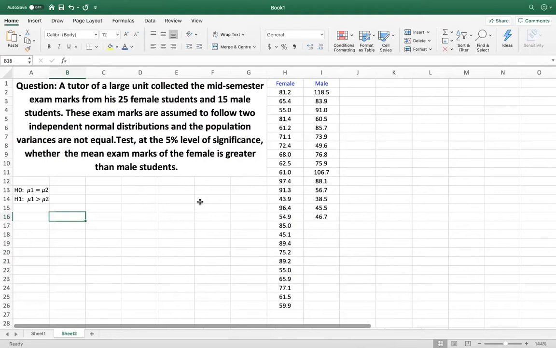As we can see from the question, the null hypothesis here is that the female students' exam marks are equal to the male students'. Let's say mu1 is the exam marks for the female students, and mu2 is the exam marks for the male students, so mu1 is equal to mu2. And the alternative hypothesis is that the female is greater than the male students, which means mu1 is greater than mu2.